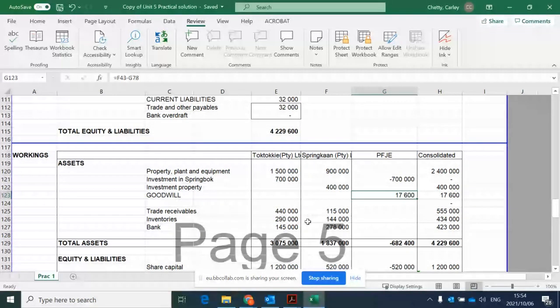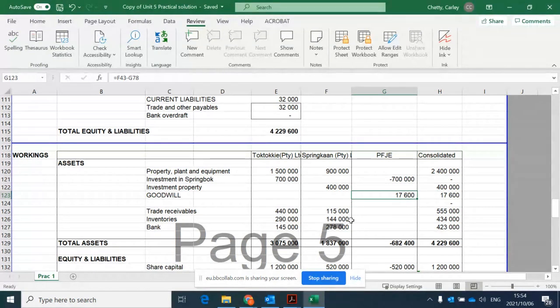Then we have, does someone want to ask a question? Yes, ma'am, I have a question. So under PFGE for goodwill, sometimes we use the amortization amount, and then other times we're using the difference of what should be in the consolidated financial statements. So which amount do we have to put in a test or an exam?